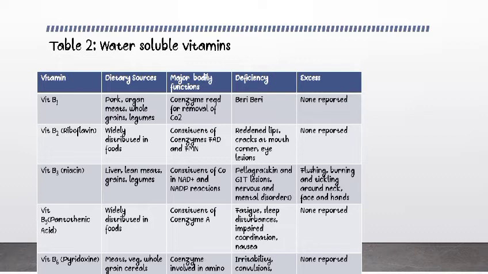All right, now vitamin B1: pork, organ meat, whole grains, legumes. These are the dietary sources of vitamin B1. Major bodily function: coenzymes required for removal of CO2. Oh goodness, CO2. If anybody could tell me the meaning of CO2, that is the assignment for today.